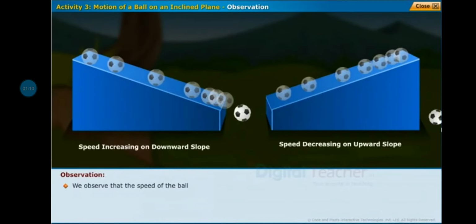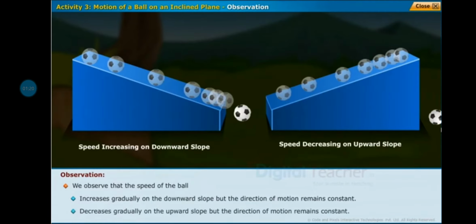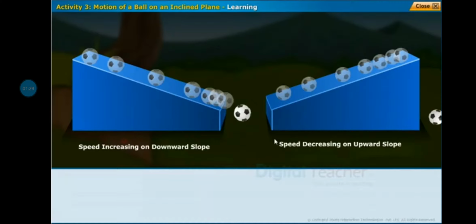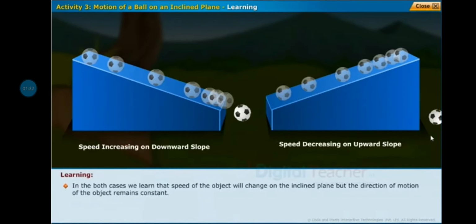What have you observed? We observe that the speed of the ball increases gradually on the downward slope, but the direction of motion remains constant. It decreases gradually on the upward slope, but the direction of motion remains constant. In both cases, we learned that the speed of the object will change on the inclined plane, but the direction of motion of the object remains constant.